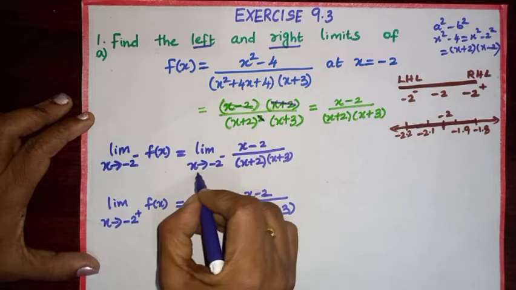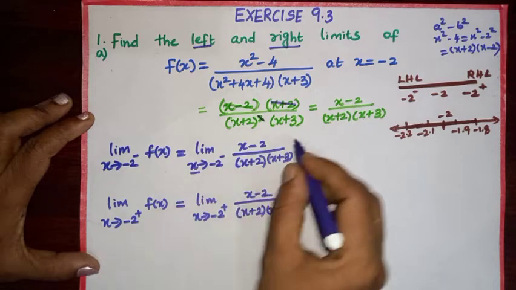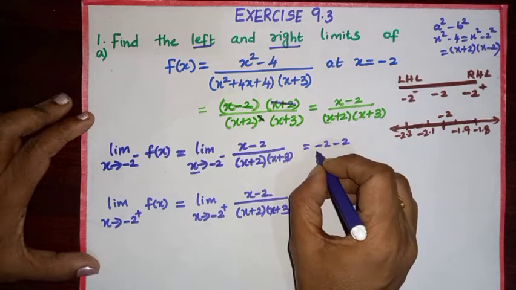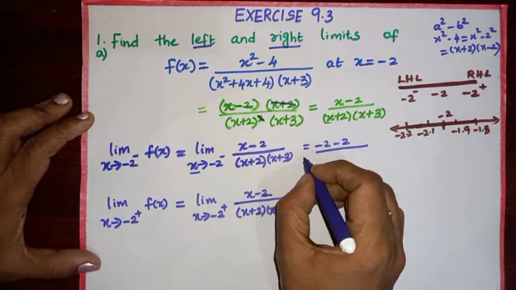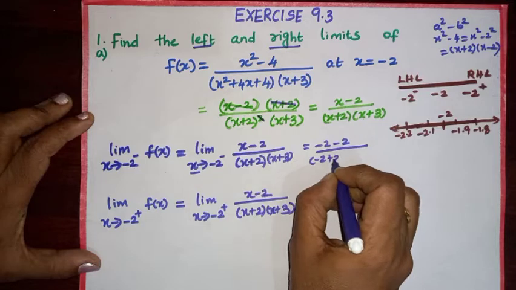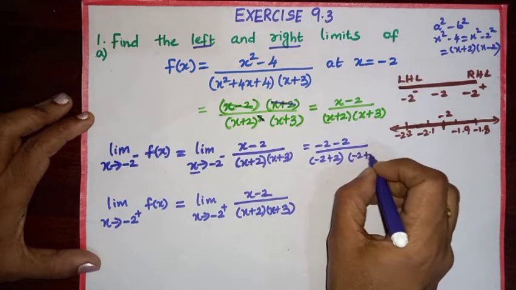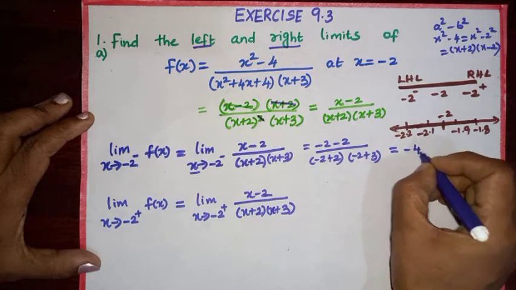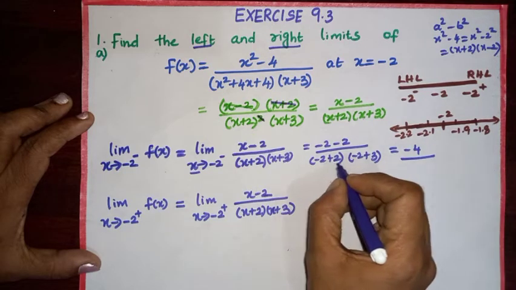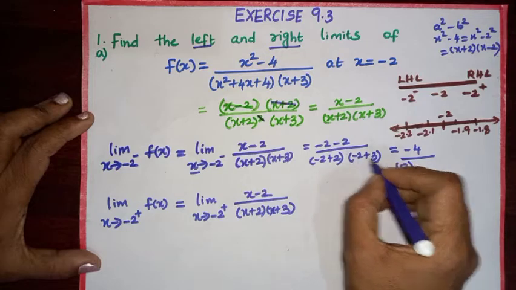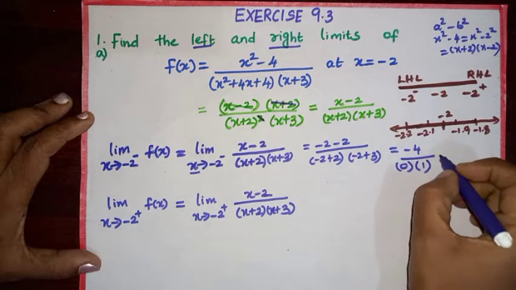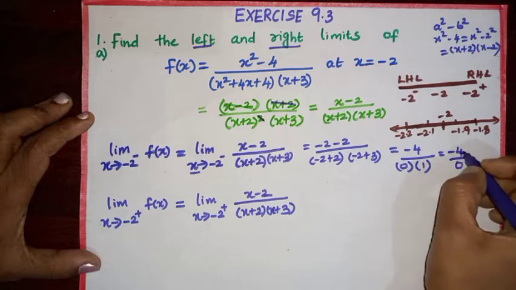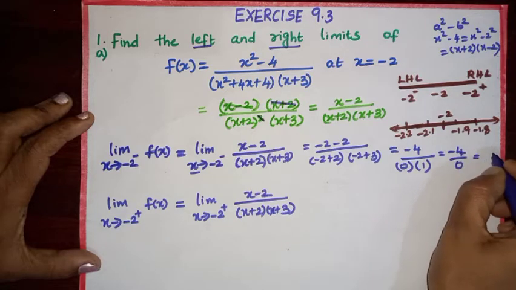Now, I am going to substitute x as minus 2. Then we get minus 2 minus 2 is minus 4, by minus 2 plus 2 is 0, into minus 2 plus 3 is 1. So, which is minus 4 by 0. Anything divided by 0 is nothing but infinity.